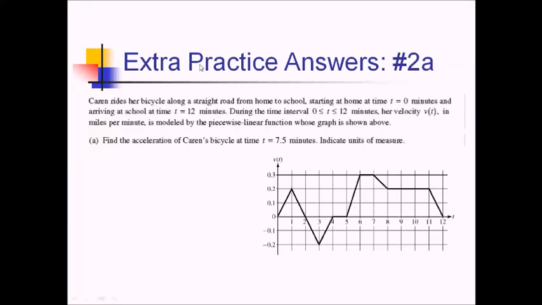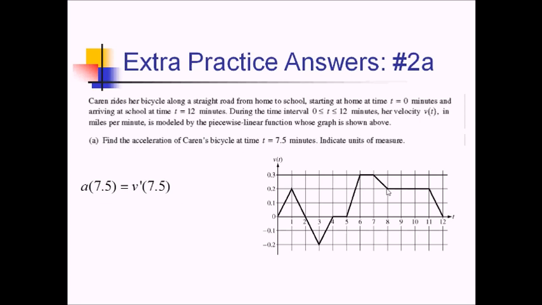On this problem, we have Karen riding her bicycle on a straight road from home to school. Her velocity is given by this graph here, and for part A, we want to figure out her acceleration at time 7.5. We know that acceleration in general is the derivative of velocity, so we can say a of 7.5 is really v prime of 7.5, and we can look up v prime on the graph here. It's going to be the slope of this velocity graph at time 7.5.